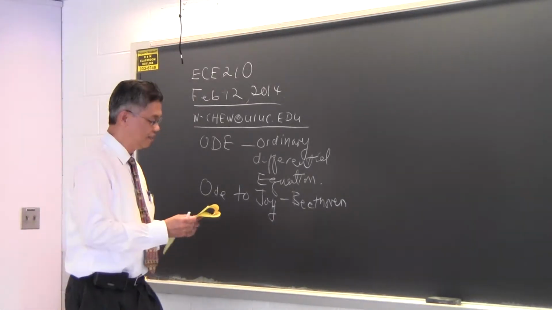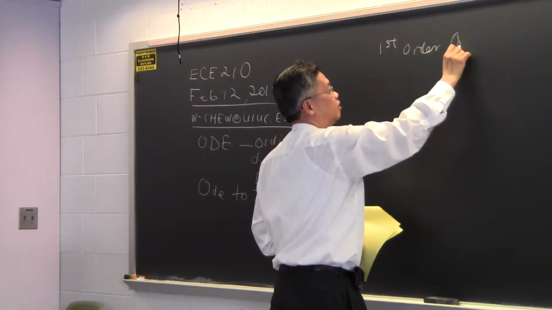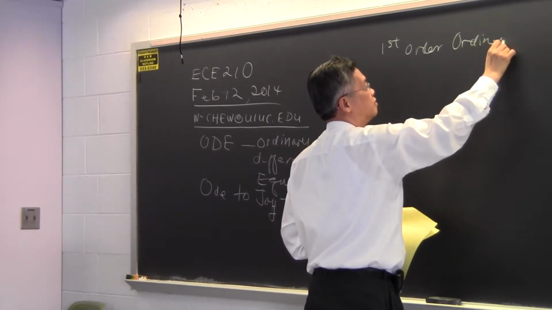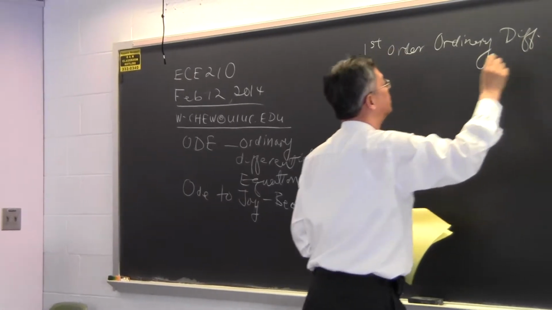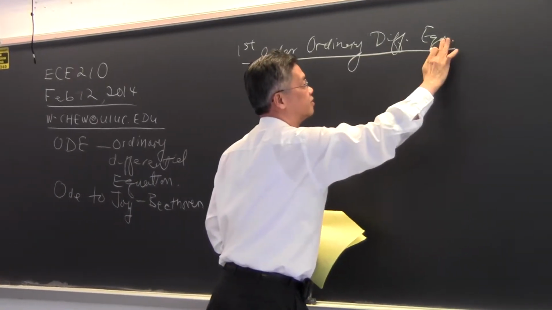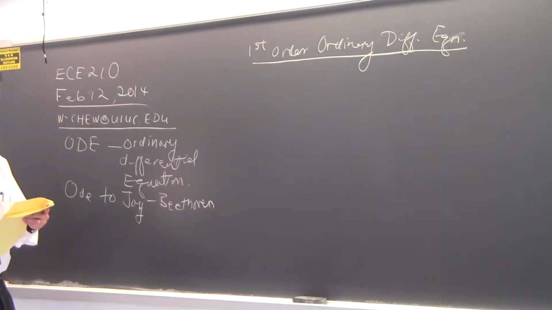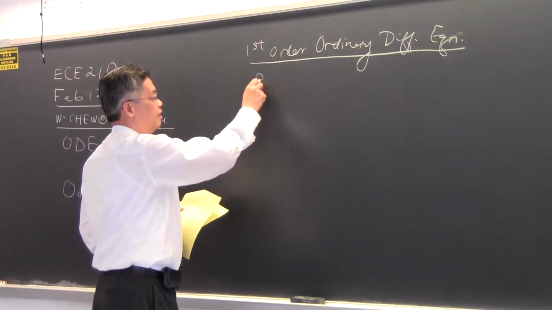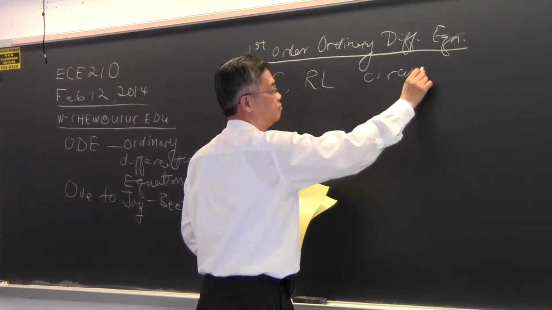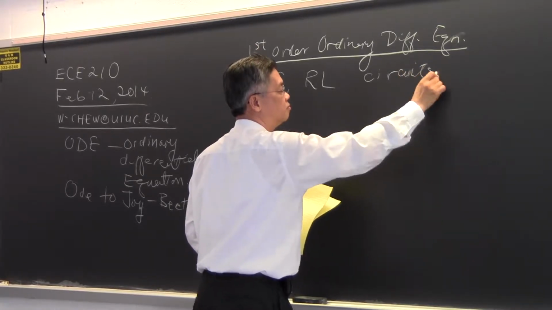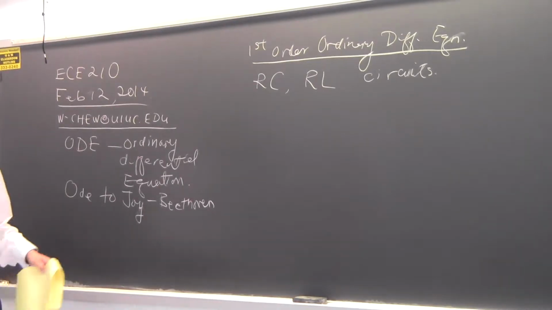Okay, let's look at the first order ordinary differential equation. Okay, how does this arise in our course, and how do we use that? Well, that arises in a very simple RC circuit or RL circuit. Okay, and let's do an RC circuit first, and that's easier to do.